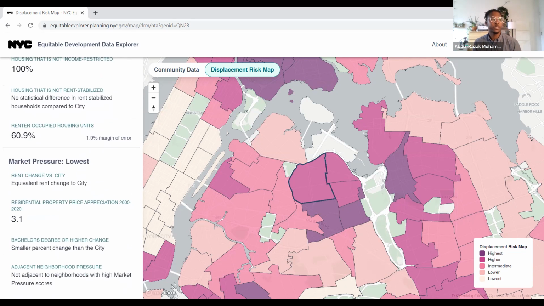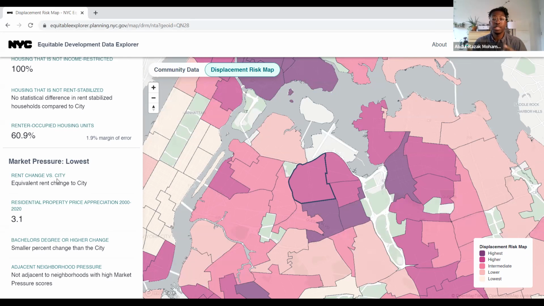Then the last data factor that we're working with is the market pressure data factor, which largely focuses on data that indicates any recent changes in the demographics or cost of living within a neighborhood that makes it more or less affordable for longtime residents and for lower income residents. When we look at Jackson Heights, we see that it has the lowest level of market pressure. And once again, this is compared to other neighborhoods.